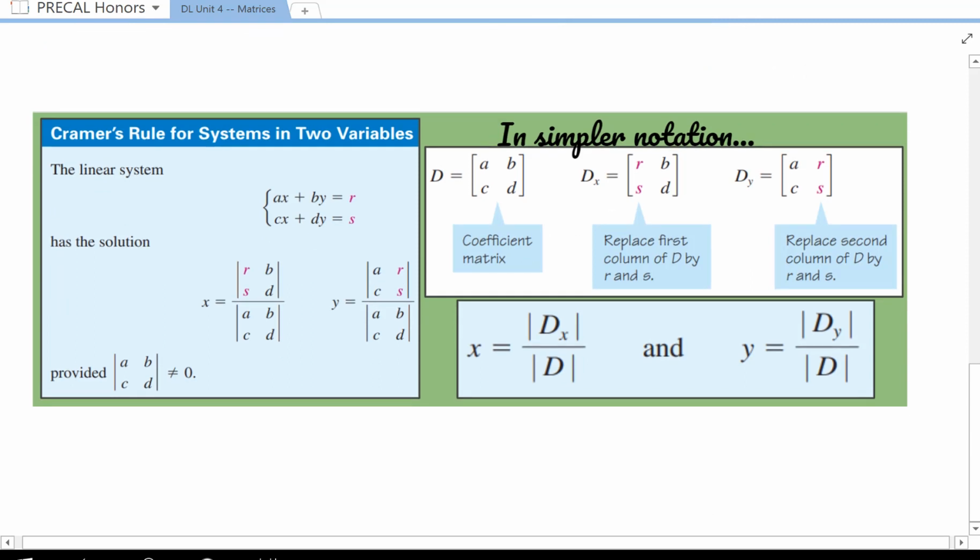Cramer's rule for systems in two variables. As you can see, the RS are the constants, whatever the equations are equal to. For the x variable, RS will replace the x values. So our coefficient matrix is A, B, C, D, our variable matrix is XY, and our constant matrix is RS.